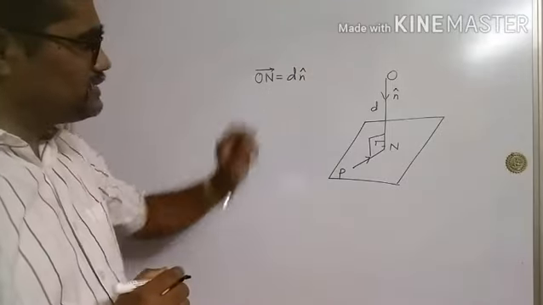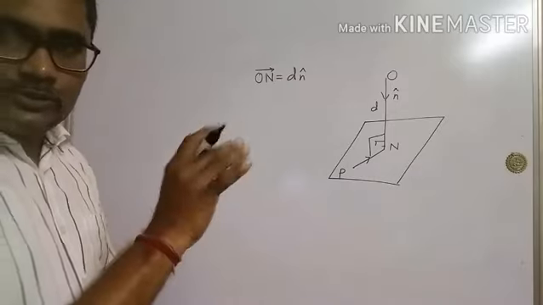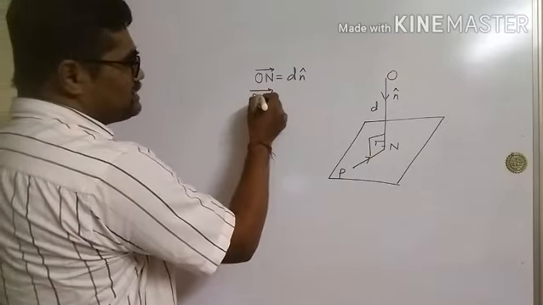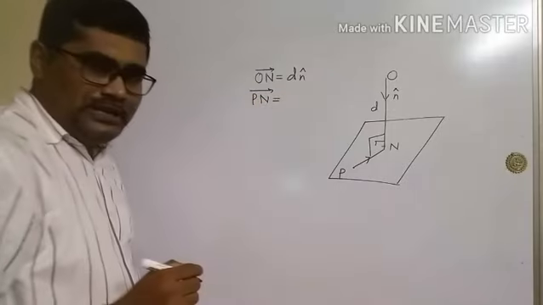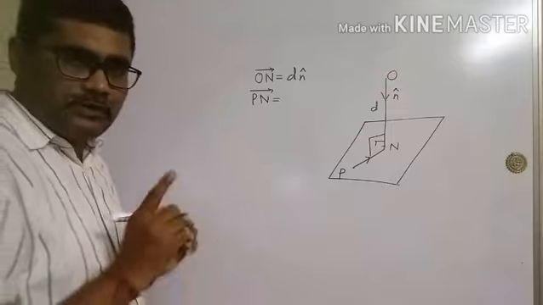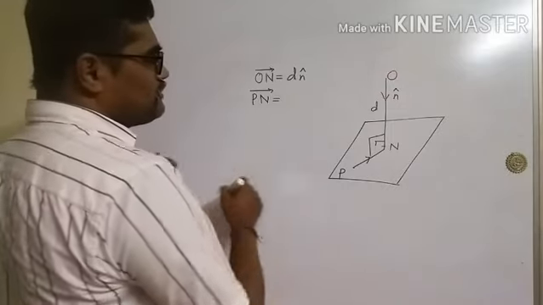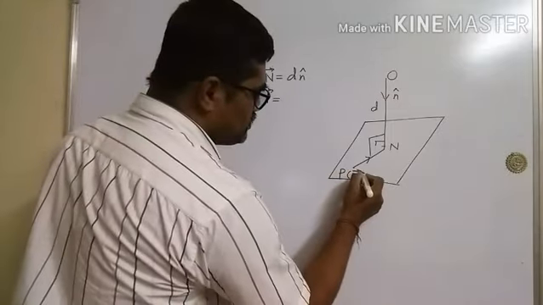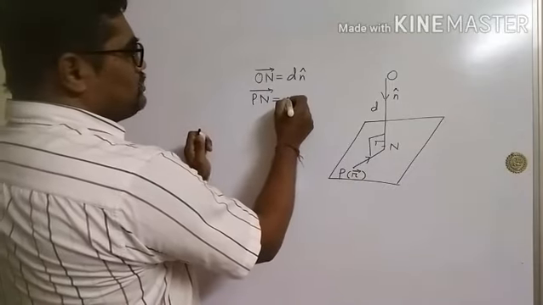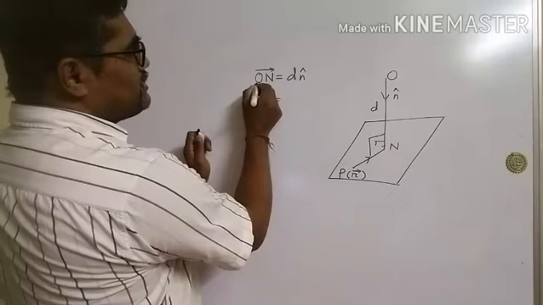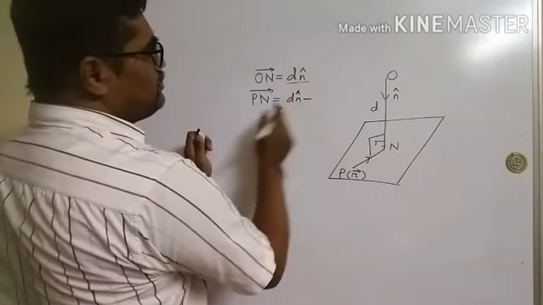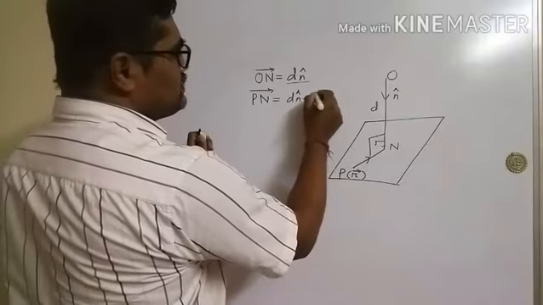So this vector is D N cap. There is no doubt about that. Then I am asking you to find what is vector PN. So PN means position vector of N minus position vector of P. Position vector of P is a variable point, so we will consider this as r. So it will be what? Position vector of N means this one, d n cap, and position vector of P means r vector.